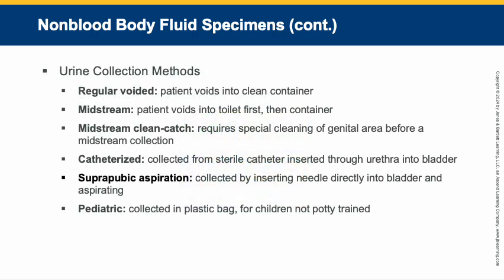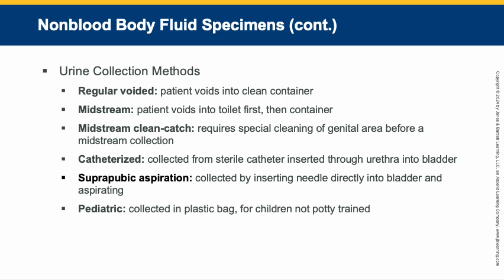Okay, here are some other kinds of urines that can be collected. So we just talked about the 24-hour. The first one here is called a regular voided. There's no special patient preparation. You are handing the patient a container. They go to the bathroom and they void into the chemically clean urine container. So there is no chemical in this little cup.